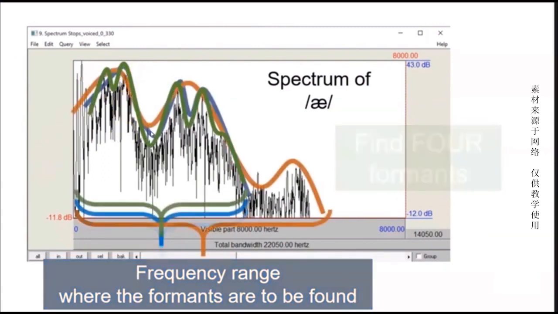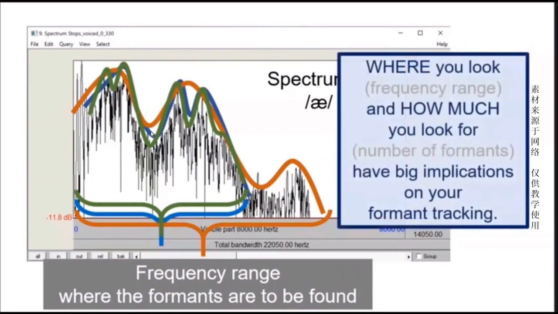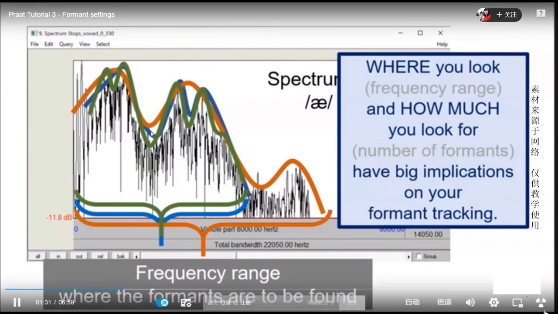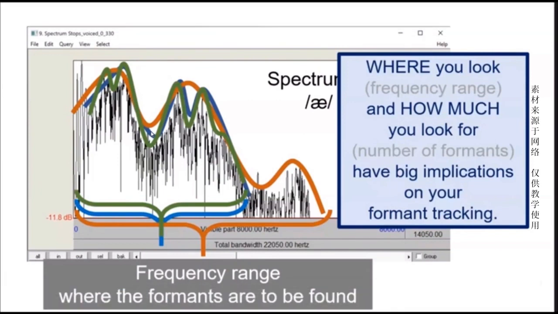So what we're finding is, based on the frequency range that we're choosing and how many formants we're looking for, we have some changes in the formant tracking. So this is just to drive home the point that changing the frequency range and changing the number of formants really have a big impact on your formant tracking.